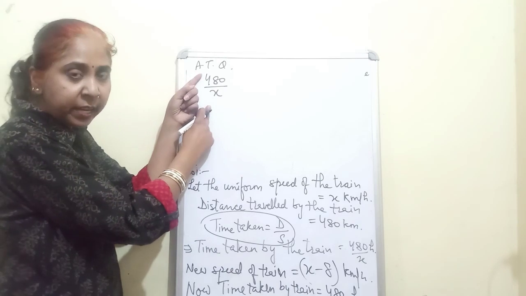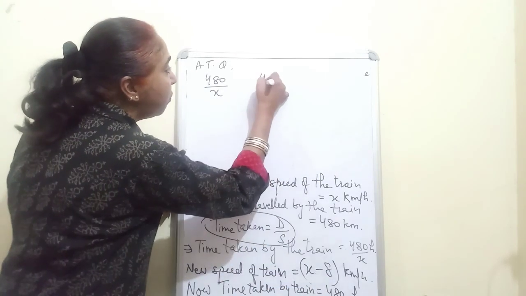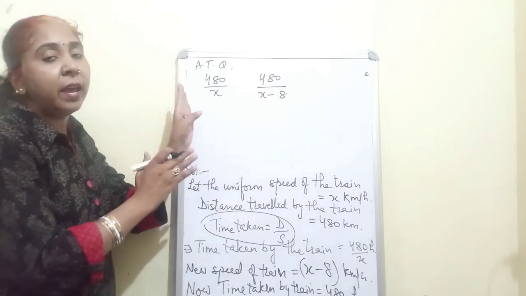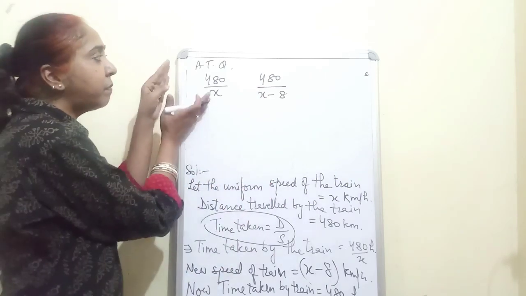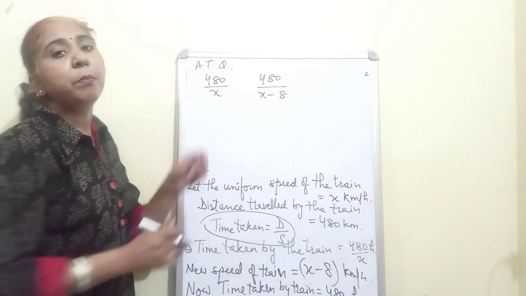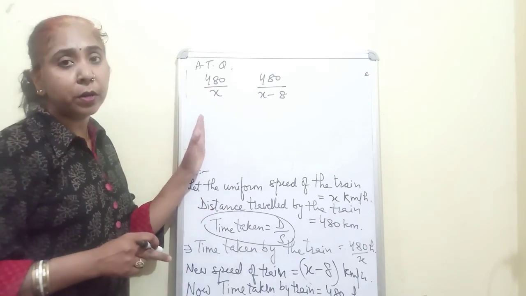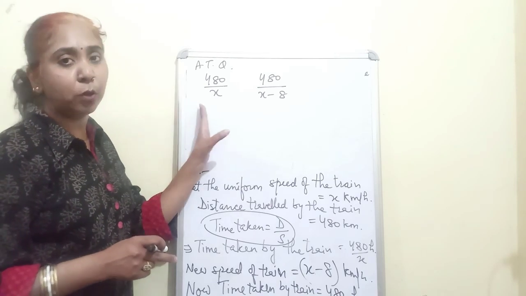This is the original time, and this is the time when the speed is decreased. Please note it and listen carefully. This is the final equation, and this is a very important type of question from the board point of view.